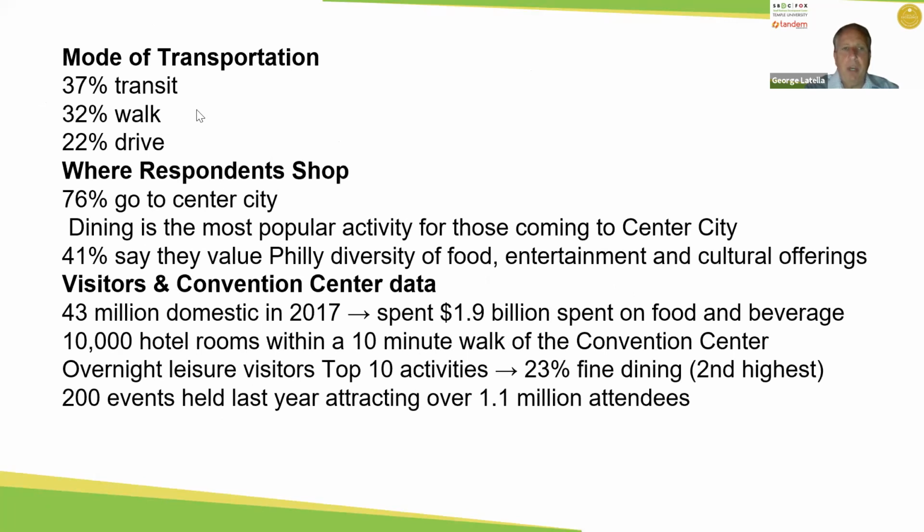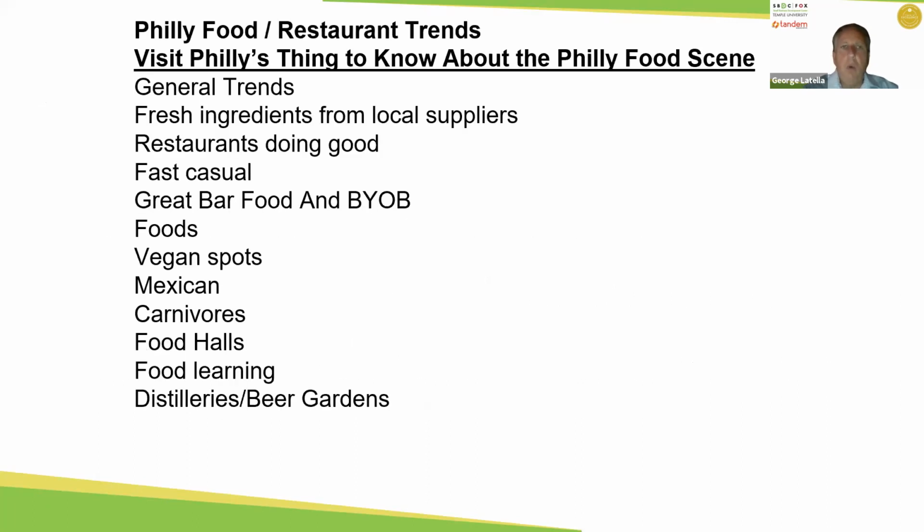All right, again, how do people get around the city? 37% take public transit, 32% walk, 22% drive. Where do people shop? We had some stuff from visitors and convention center. So a lot of different things going on here. What were the trends? Fresh ingredients, restaurants doing good. Fast casual, think Panera, Chipotle, Five Guys. Great bar food and BYOB, lots of BYOBs. Vegan was hot and is hot. Latino, Mexican food, people like meat, people like vegetables. People were understanding what these food halls were. People like beer gardens, socializing, again, pre-COVID.